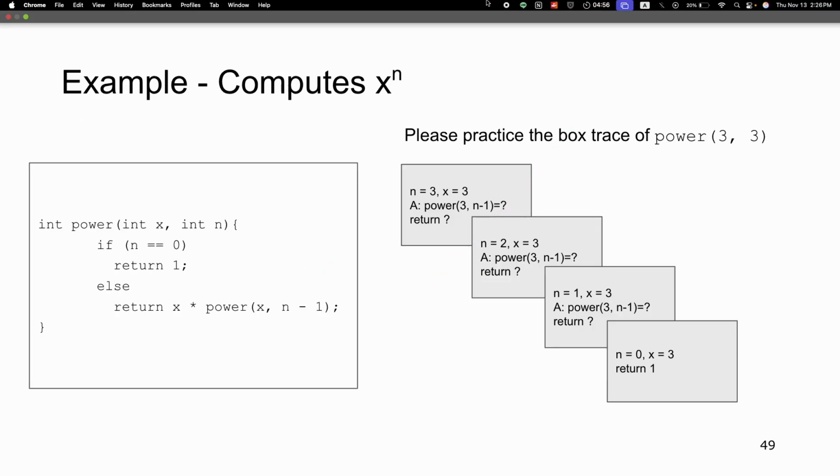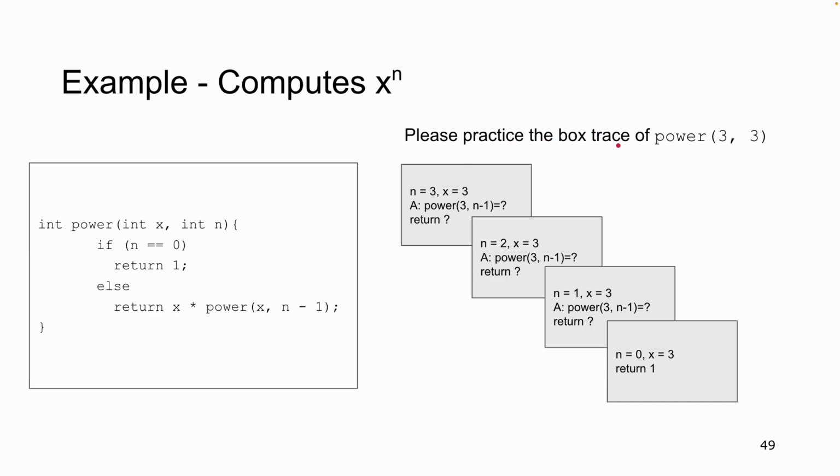So what I want to invite you to do is to practice the box trace we just introduced in the previous slide by drawing the box trace by yourself. Let's assume that we have this call of the power function with 3 and 3. I have drawn the initial box here for you. If you have the slide right now, you can try to fill in the numbers we have here, and then try to draw the arrows by yourself to understand the relation between each box here.